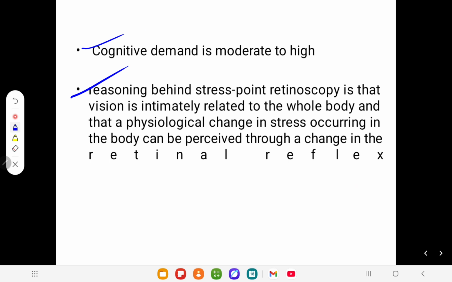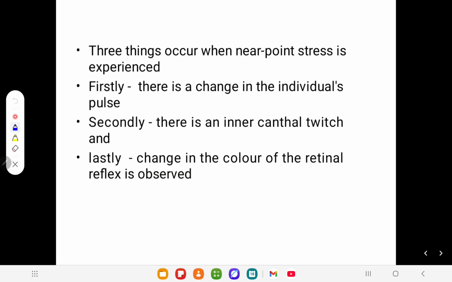The reasoning behind stress point retinoscopy is that vision is intimately related to the whole body, and the physiological changes from stress that occur in the body can be perceived through a change in the retinal reflex. Three things can occur at the near point stress experience. First, there is a change in the individual's pulse. Second, there is a change in inner canthal twitch, and last, a change in the color of the retinal reflex is observed.